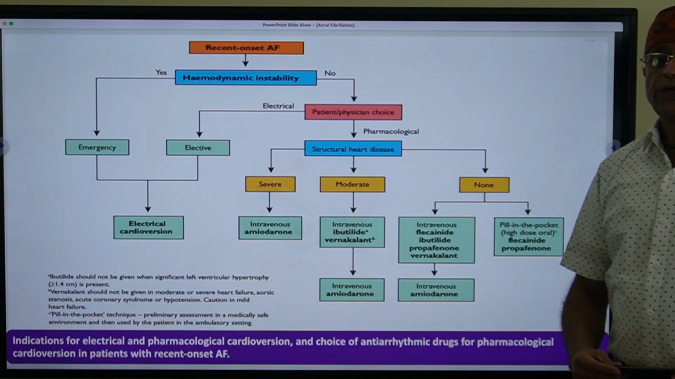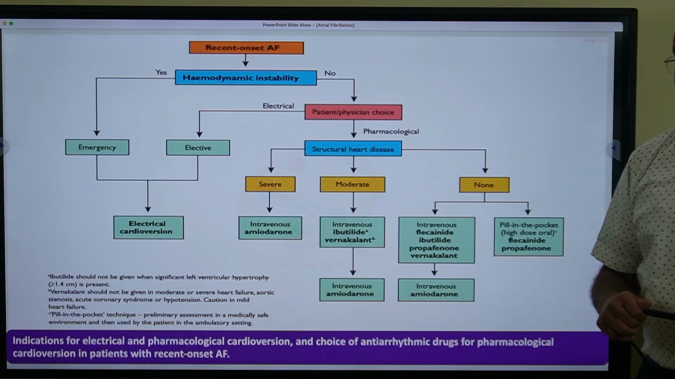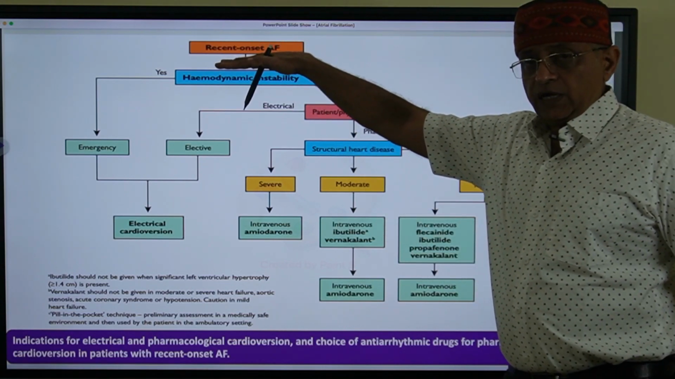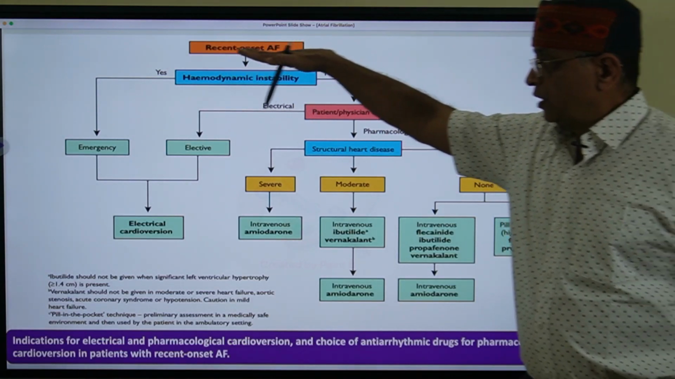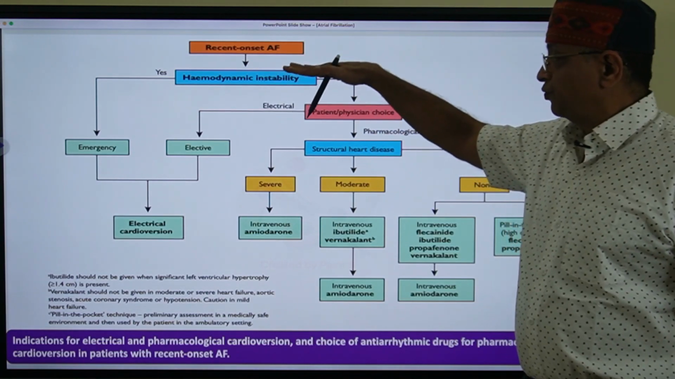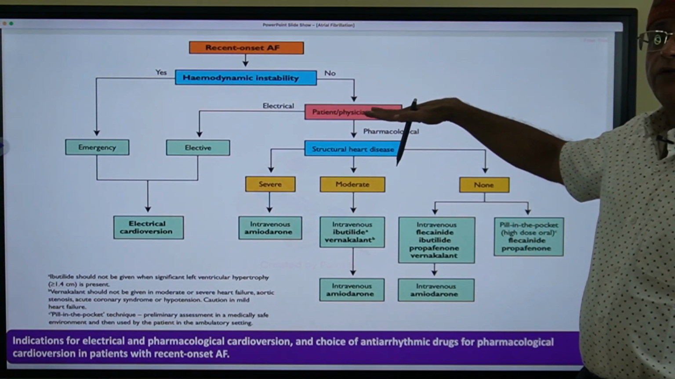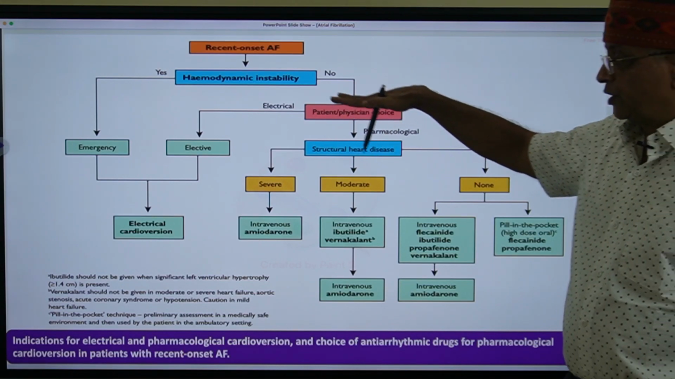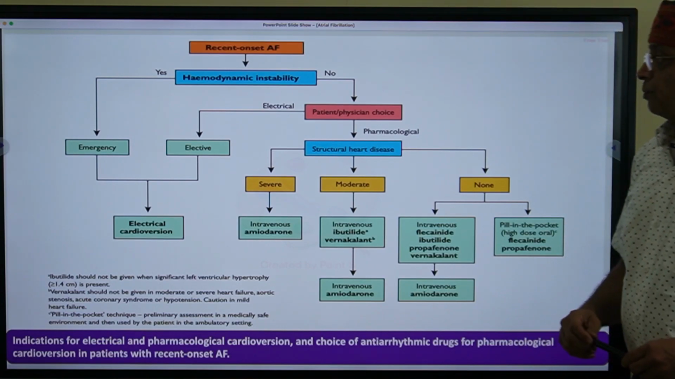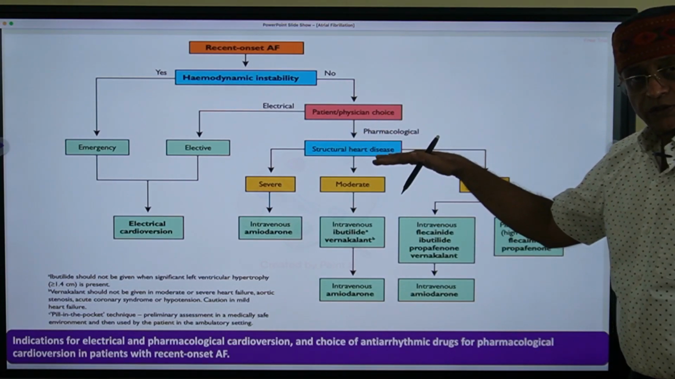Now, cardioversion could be done by electrical means or by drugs. So, how do we decide and which drugs? If the patient has hemodynamic instability in AF, then you could go in for emergency electrical cardioversion, or if the patient prefers electrical cardioversion, even if the patient does not have hemodynamic instability, then you could go in for electrical cardioversion.